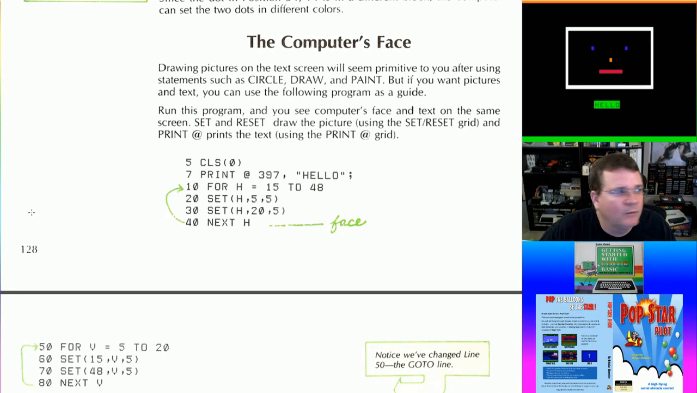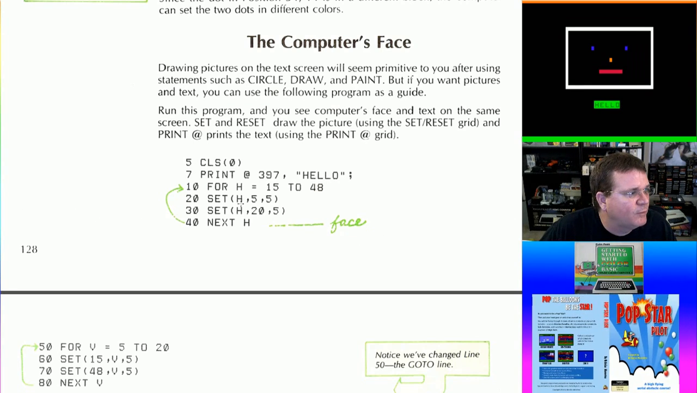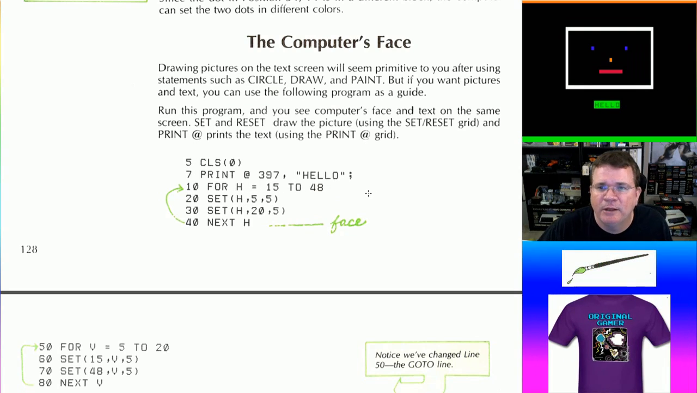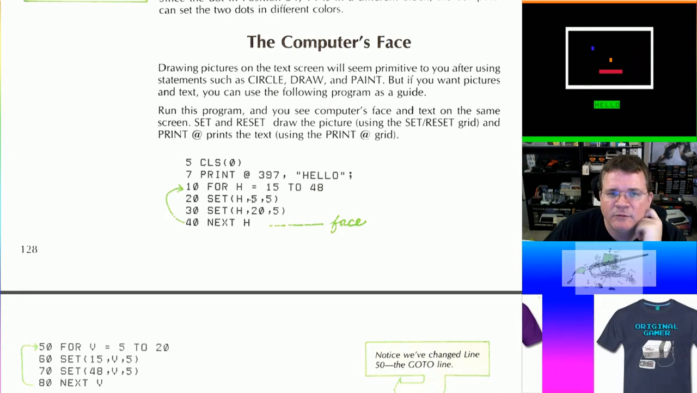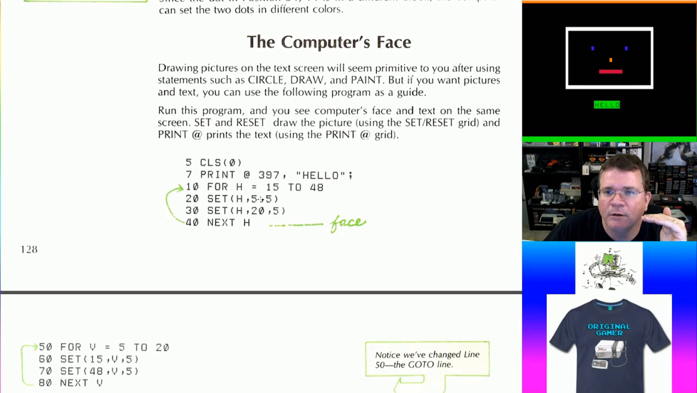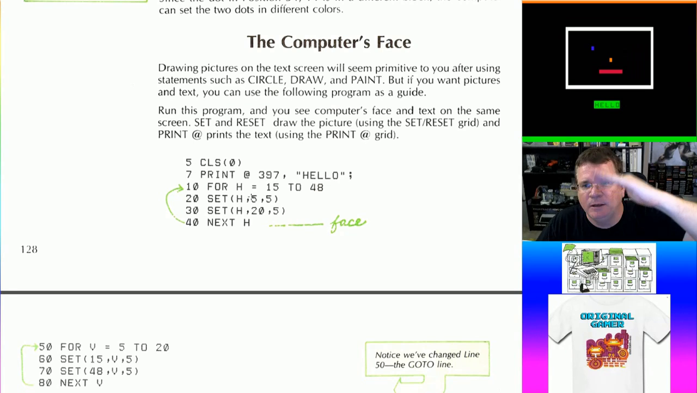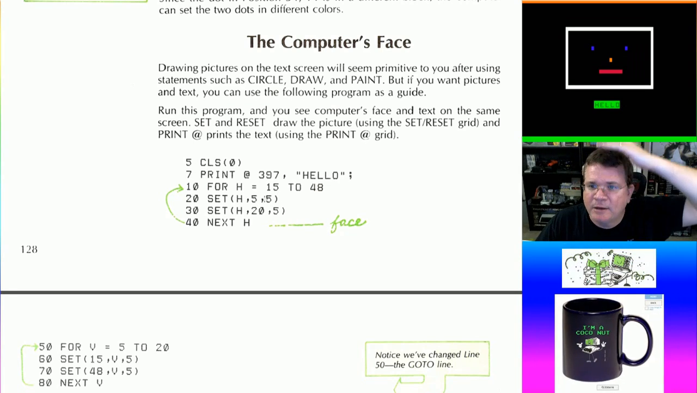How does the SET command work? Well, we set it by specifying our horizontal position, which in this case is H, which is incrementing from 15 to 48, so it's going across. We set by a vertical position here. In this case, we're specifying a hard-coded position of pixel 5, which is roughly 3 text characters down from the top of the screen. And then we specify a color. In this case, color 5 is white or buff.